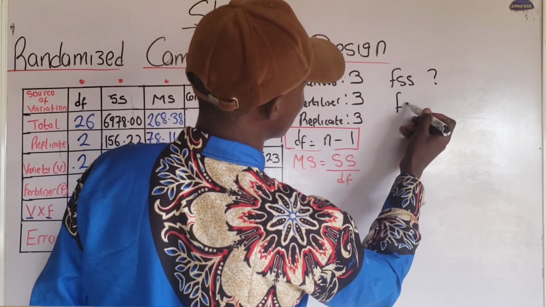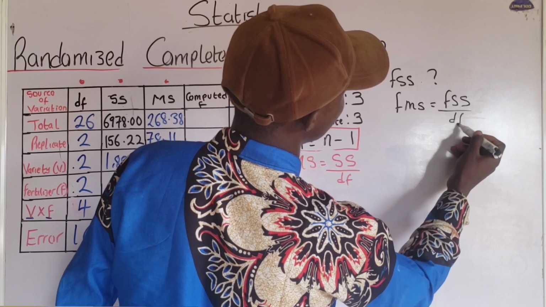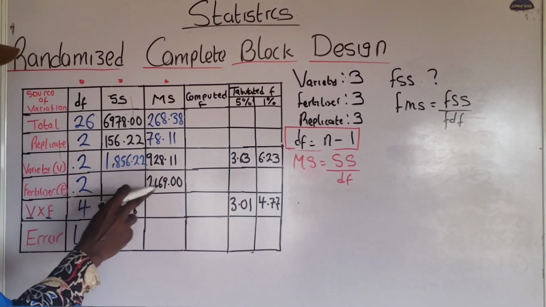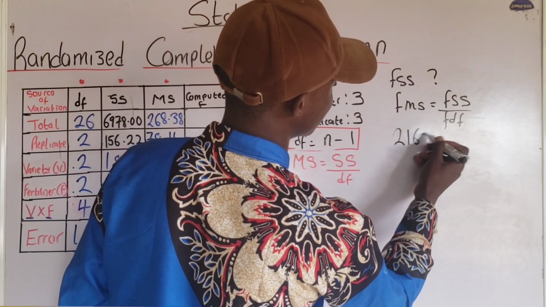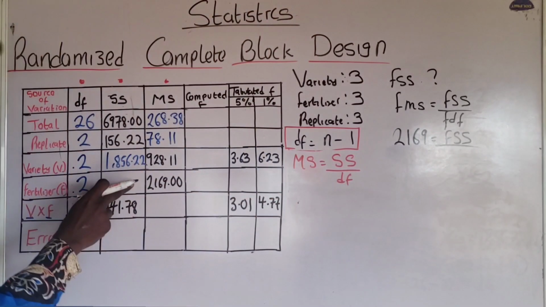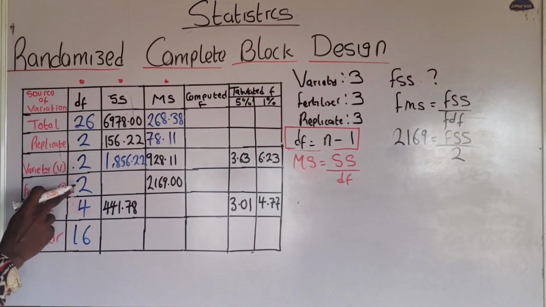So fertilizer mean squared, FMS, is equal to fertilizer sum of squared all over degree of freedom for fertilizer as well. So fertilizer mean square has been given, which is 2169.00. So 2169 is equal to fertilizer sum of squared, which we don't know, do you understand? All over the fertilizer degree of freedom, which is 2.